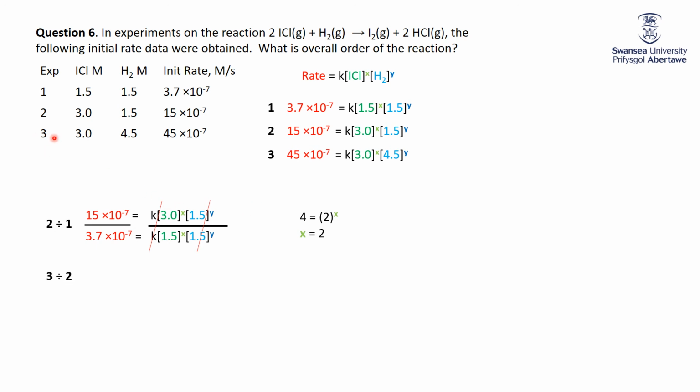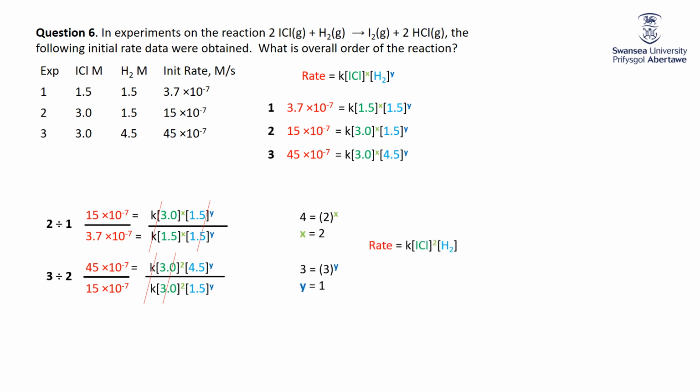Now let's go ahead and do 3 over 2. And notice I've replaced the X in these original ones by the 2 that I know about. Cancel out the K's, cancel out the 3 squared. Left hand side becomes 3. Right hand side becomes 4.5 divided by 1.5, which is 3 to the power of Y. Thus Y must equal 1.